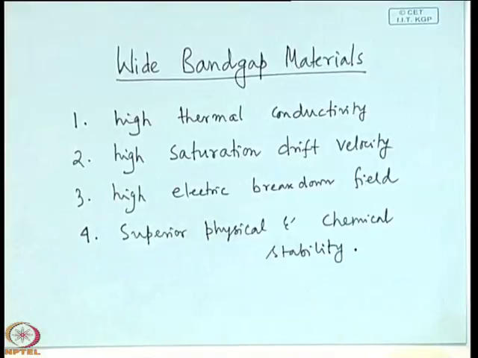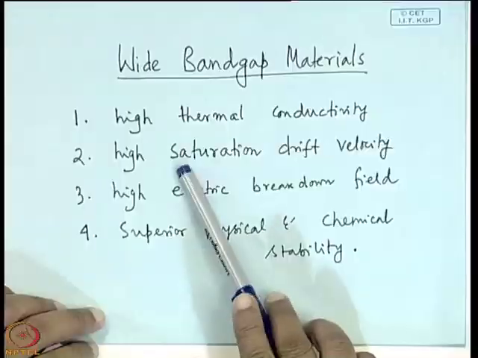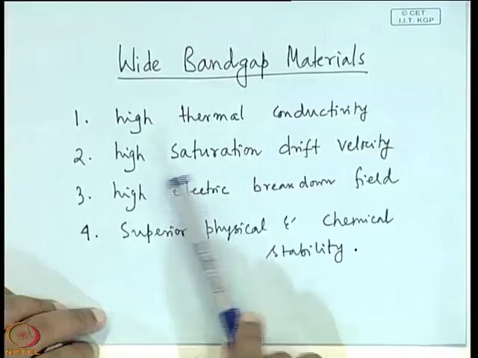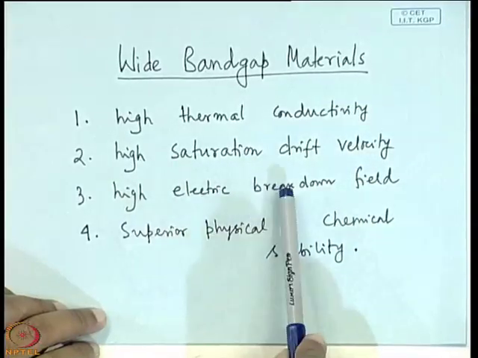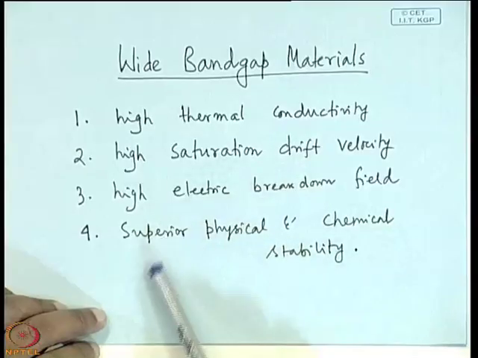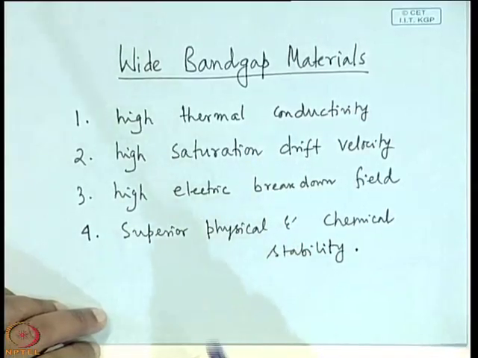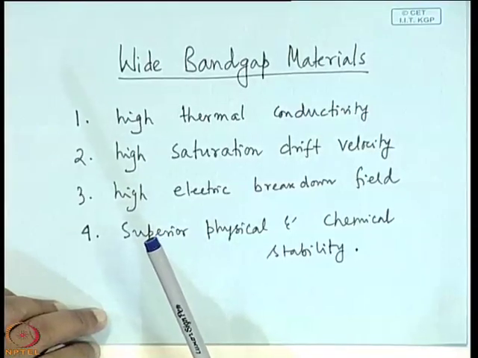Okay, so these are the 4 important points, or the common properties, of wide bandgap materials. Any wide bandgap material has these 4 common properties. One is that it has high thermal conductivity. Number 2 is that it has high saturation drift velocity. Number 3 is that it has high electric breakdown field. And number 4 is superior physical and chemical stability. Apart from that, the band gap is wide.